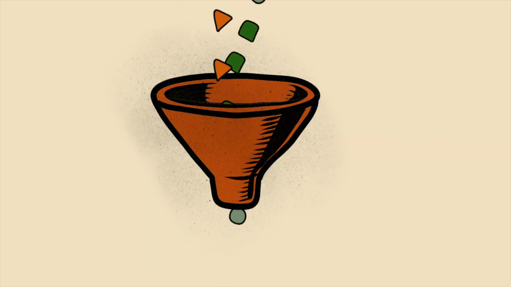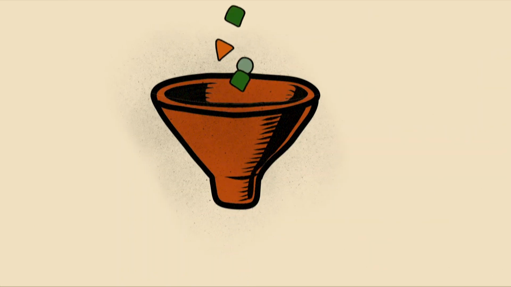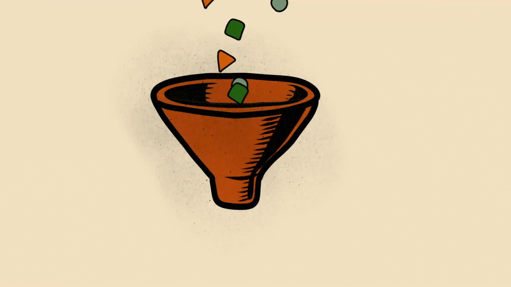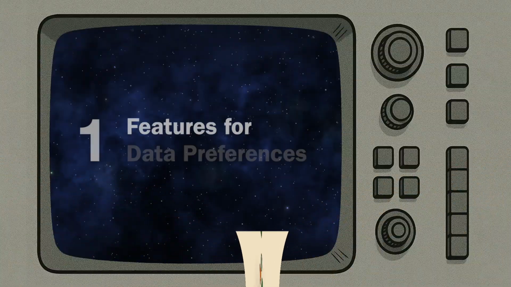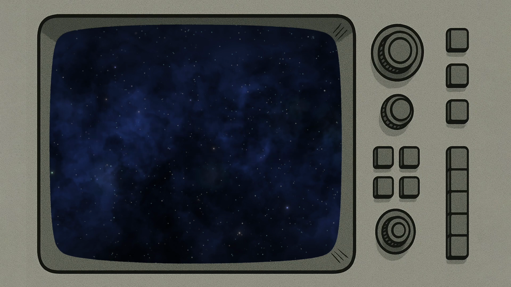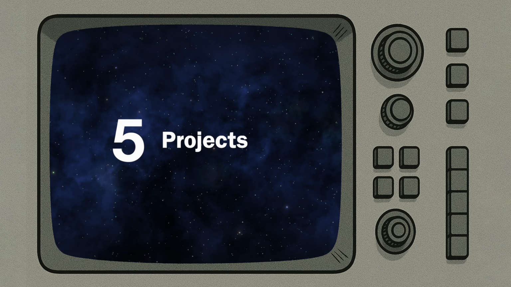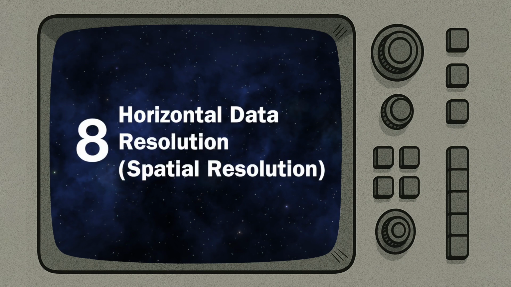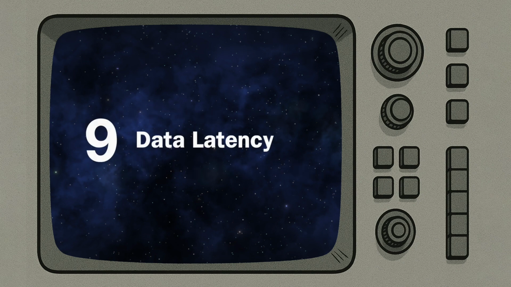In this tutorial, I will model for you how we narrow down the data archive to get closer to the data we need. Together, we will filter by features for data preferences, keywords, platforms, organizations, projects, processing levels, data formats, horizontal data resolution, also known as spatial resolution, and data latency.